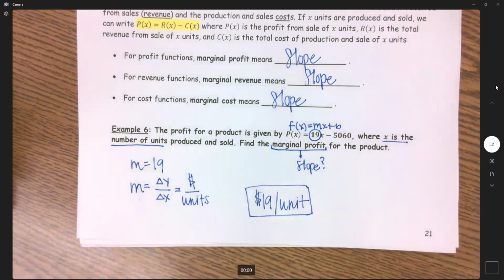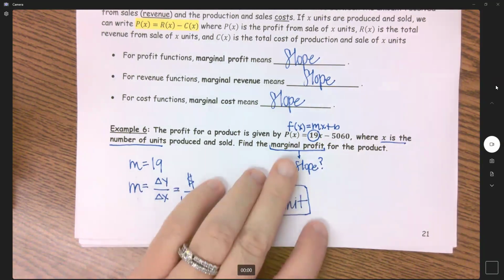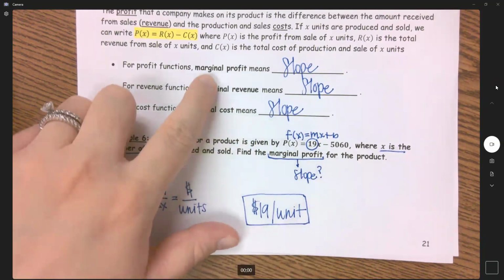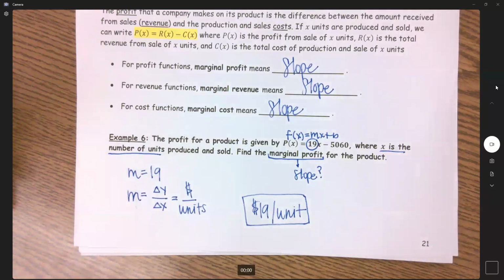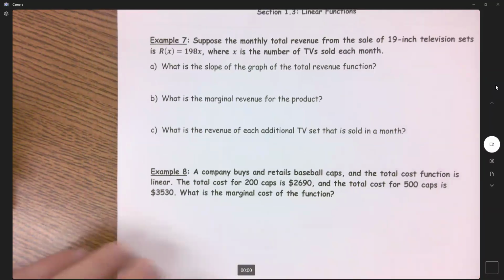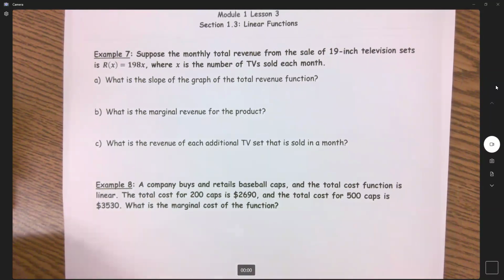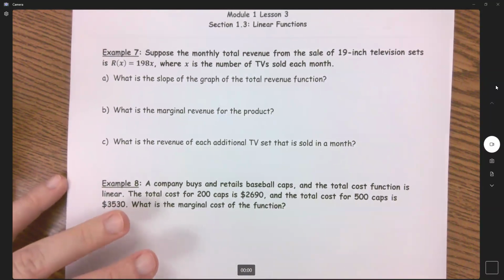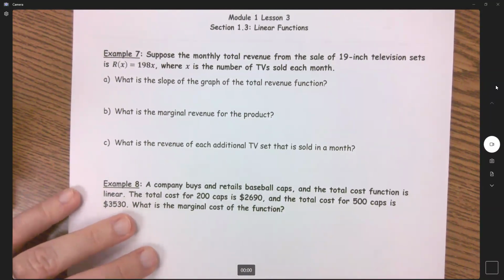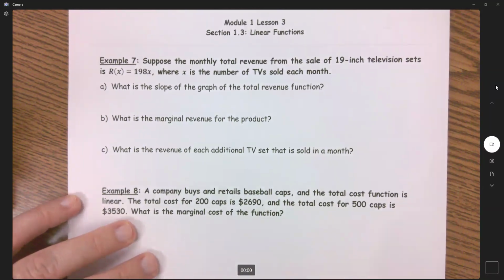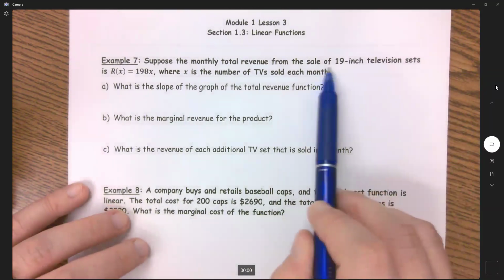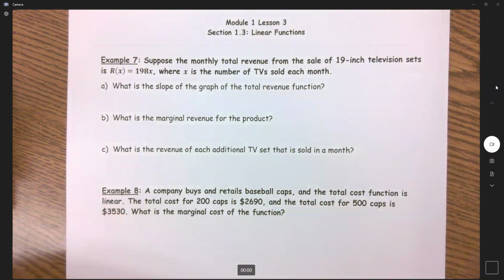Okay, turn the page and do 2 more. So this one wanted marginal profit. This top one here, we're going to do one example each over marginal revenue and cost on the next page. Example 7 says, suppose that the monthly total revenue from the sales of a 19-inch television set equals R(x) = 198x, where x is the number of TVs sold per month. I don't know how old this textbook is, but how big do you think 19-inch TV sets were when they wrote this? That sounds so puny, doesn't it?